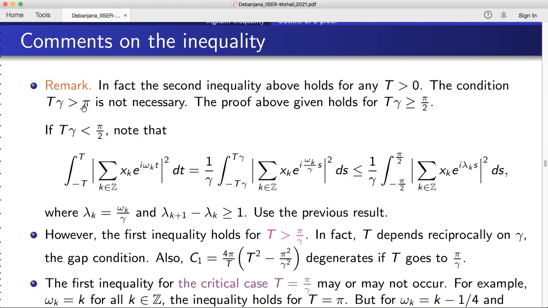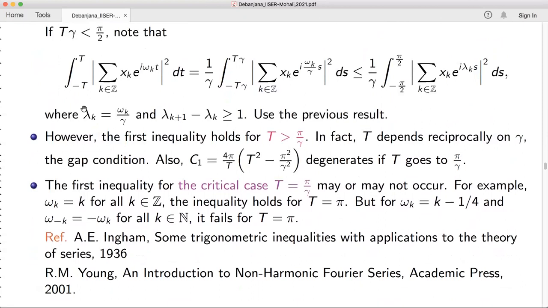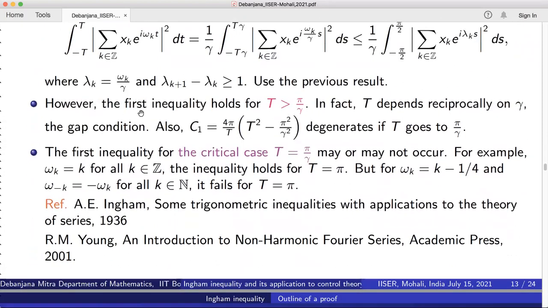When you prove the right hand inequality, it holds for any T greater than 0. But you should be careful that the left hand inequality, the first inequality, holds if capital T is strictly greater than pi by gamma. And if you note the coefficient C1, how we derived it, if T goes to pi by gamma, then that C1 degenerates. C1 is going to 0.